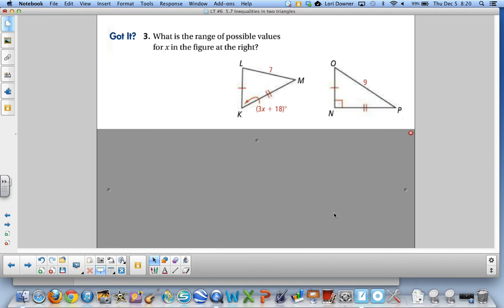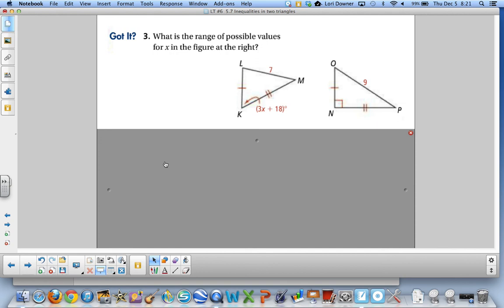What is the range of possible values for x in the figure at the right? Here we can see this side is congruent to this side. We know this side, KM, is congruent to NP. And we can see that of the sides opposite, 7 and 9, 9 is obviously greater than 7. That tells me 90 is greater than 3x plus 18.